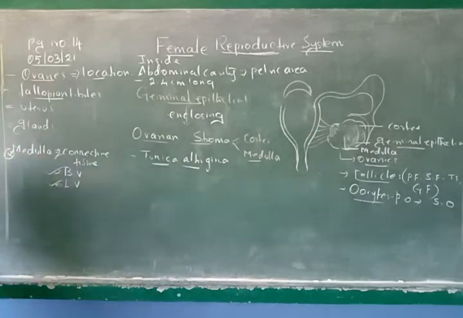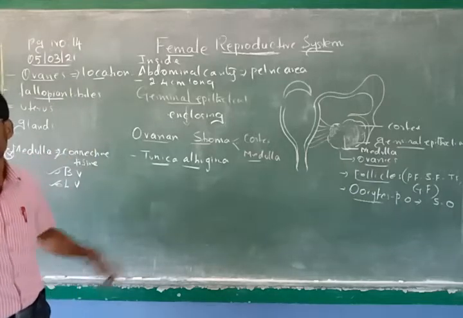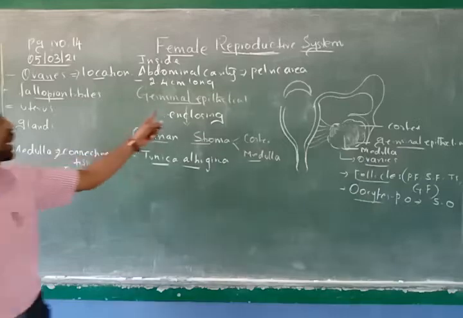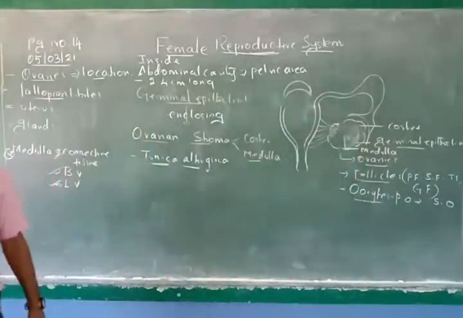So ovary, any doubt in this ovary? Right. Where is the ovary situated? Inside the abdominal cavity. What is the size of it? 2 to 4 centimeter long. Right. What is the cover which encloses the ovarian stroma? That is called germinal epithelium.